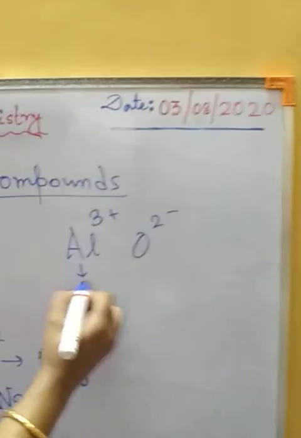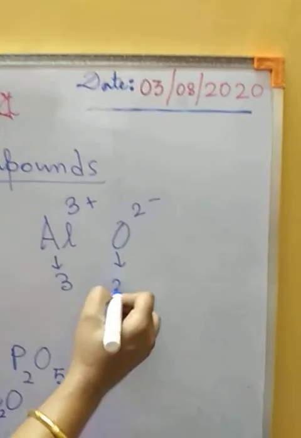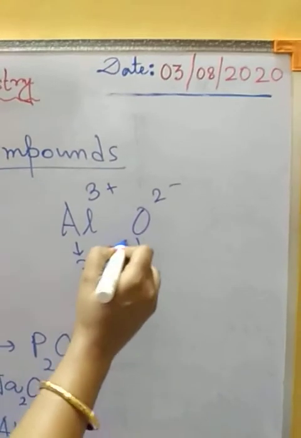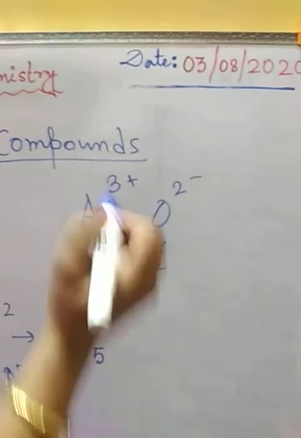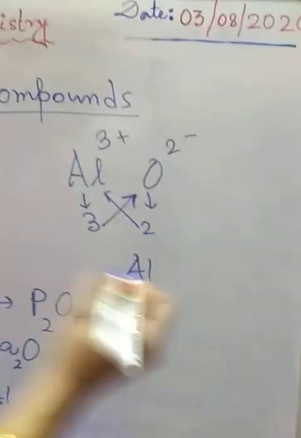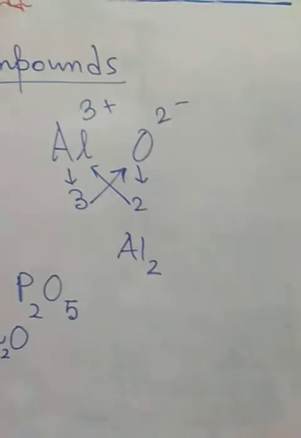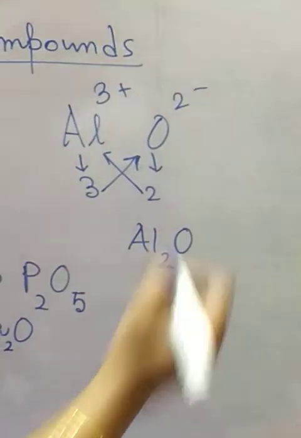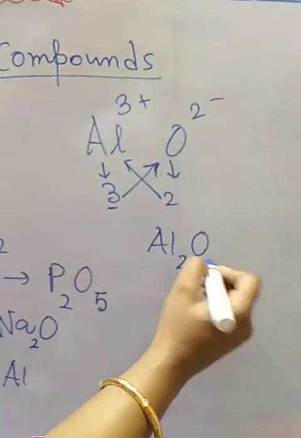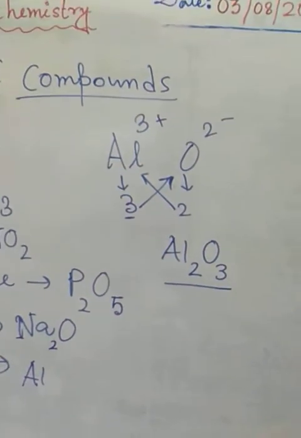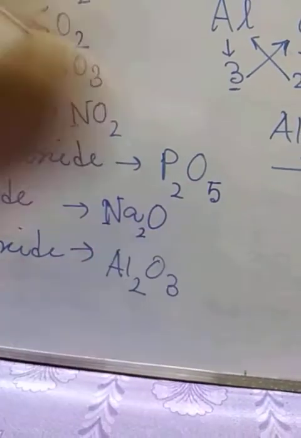So aluminium's valency is 3, oxygen's valency is 2. Now as we cross the valencies, oxygen's valency 2 will go to aluminium, and aluminium's valency 3 will go to oxygen. So Al2O3 is the formula of aluminium oxide. Okay.